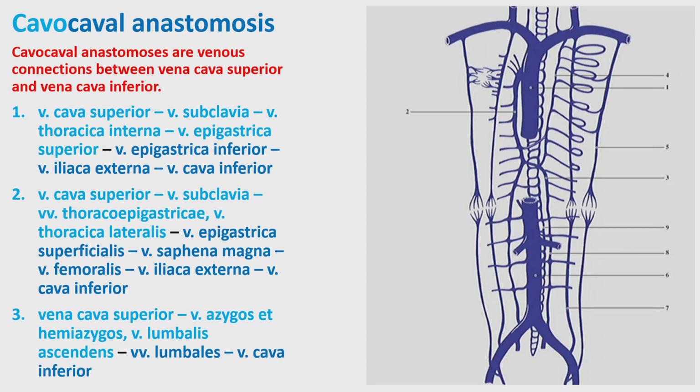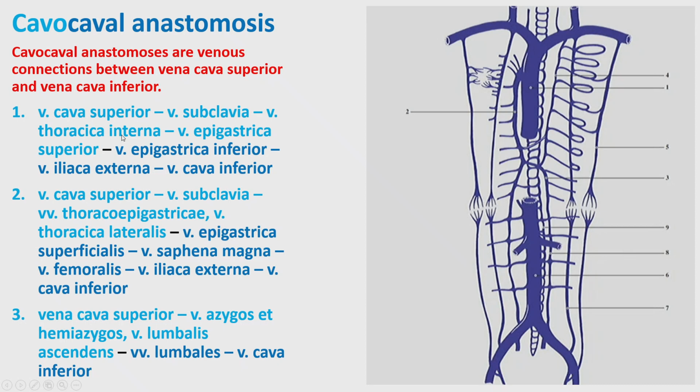The portal system, the portal vein that we are going to discuss, is collecting the blood from the unpaired organs of the abdominal cavity, except the lower portion of the rectum. But here is the wall, and the superior epigastric vein is draining to the internal thoracic vein.